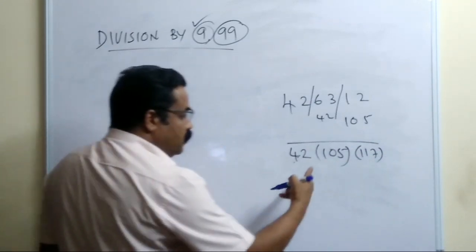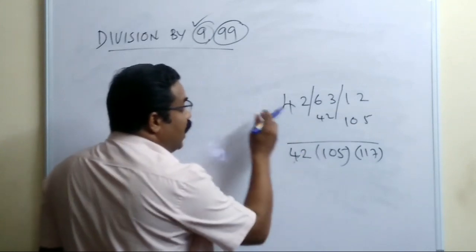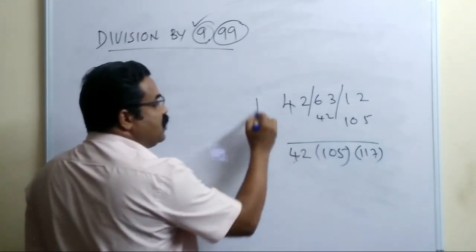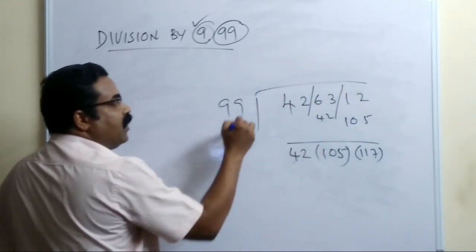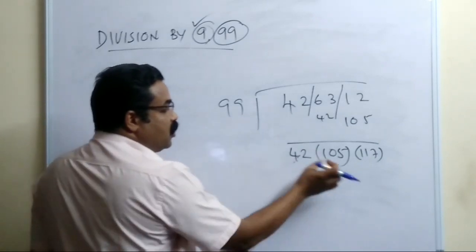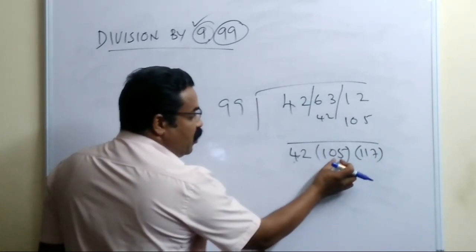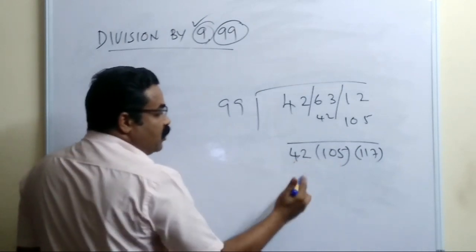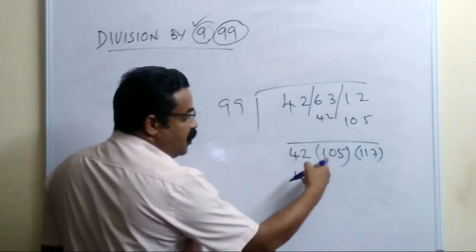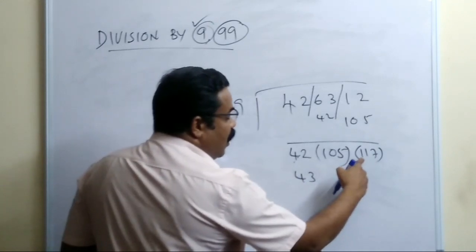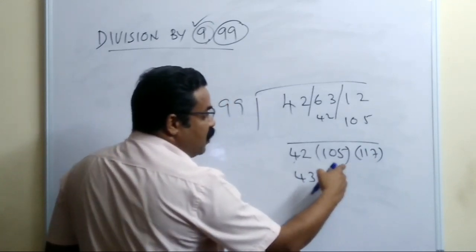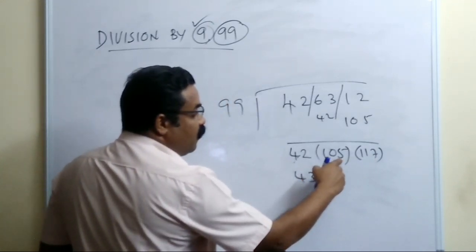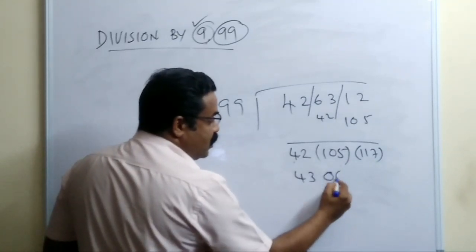Now 99 is a two-digit number. We are dividing this number by 99. So only two digits can be placed here. The remaining digit you have to carry this side. So 43 and this 1 will come here. This will become 43, 42 plus 1, 43. And here 117, this 1 will be coming here. So 05 will become 06.